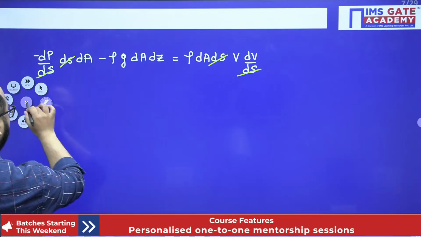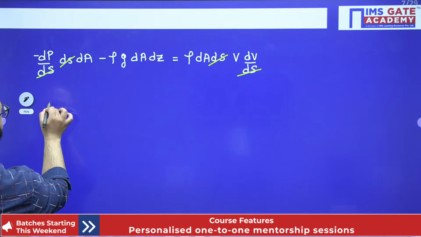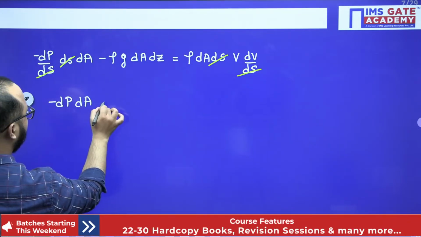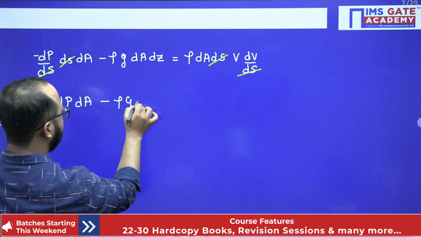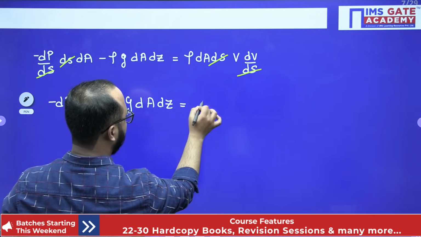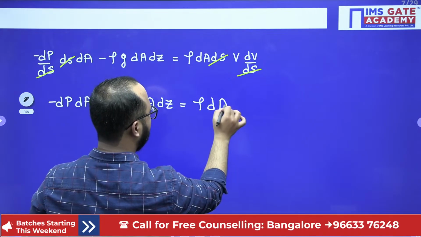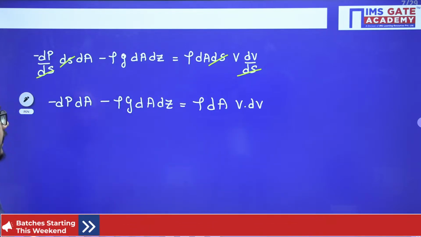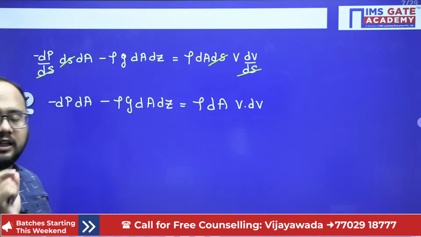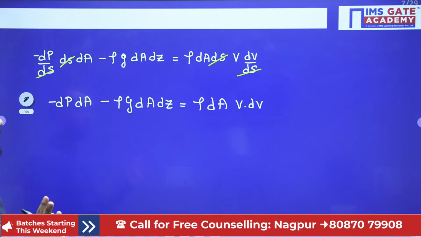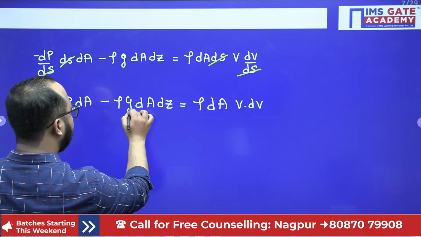Now see everyone. So what is the equation now? You will be having minus dp into dA minus rho g dA dz equals rho dA v dv. Now please try to focus here. If I divide the whole equation with density into dA, finally what will I be getting?